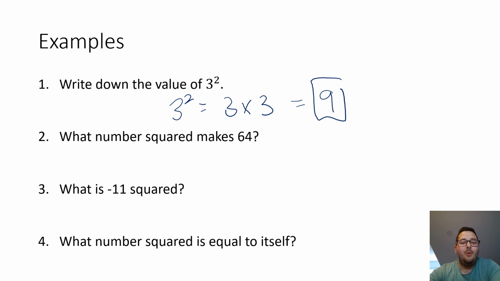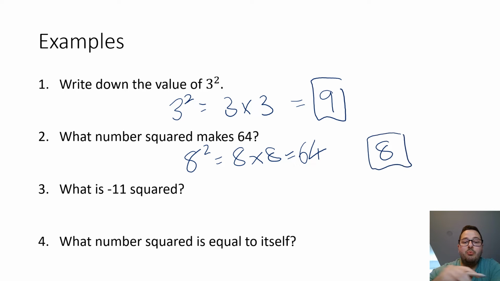Number 2, what number squared makes 64? Well, I think we did it in a previous slide. This is where remembering them will help and give you a quicker answer, but you can also just try some numbers out and eventually you'll find out that 8 squared is 8 times 8, which is 64. So the answer is 8. That's the number that makes 64 when it's squared.